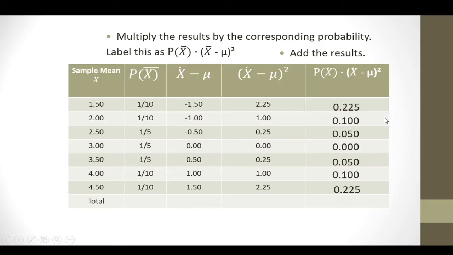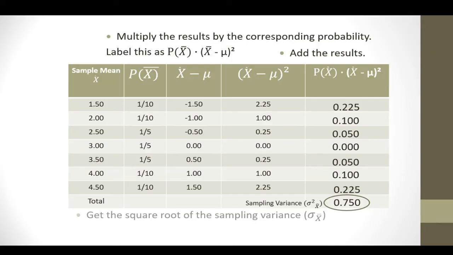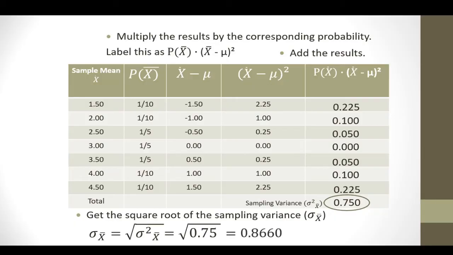So pag in-add ko yan, sige nga, kuha kayo ng calculator, add nyo. Or mental, anong makukuha nyo? Ang makukuha natin dapat dito ay very good. 0.750. At yung 0.750 na yan, iyan ang ating sampling variance. Ayan. Next, once na makuha na natin yung sampling variance, we just get the square root of the sampling variance to get the sampling standard deviation. So, kuha lang natin yung square root niyan. So, equal to sa 0.8660. Ayan. Yan ang ating sampling standard deviation.